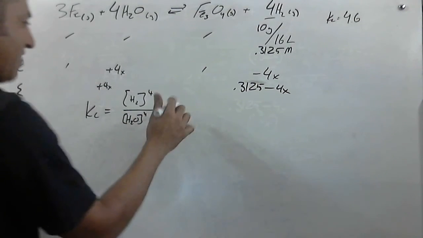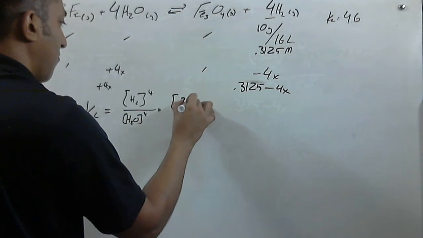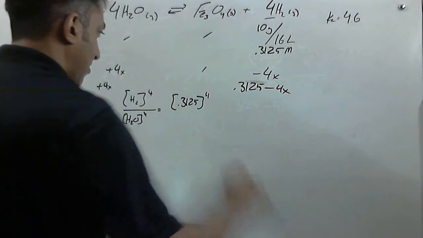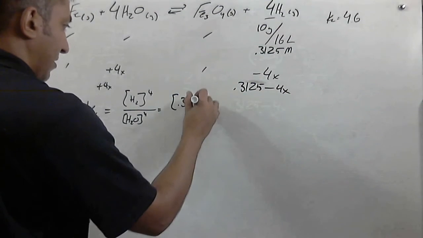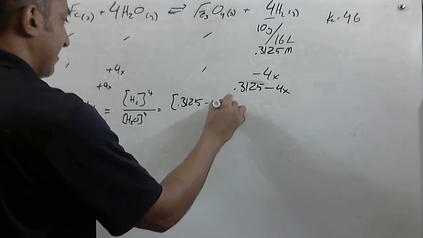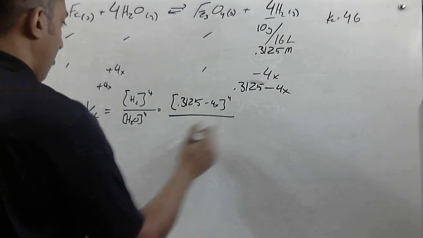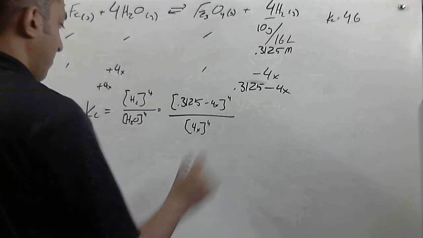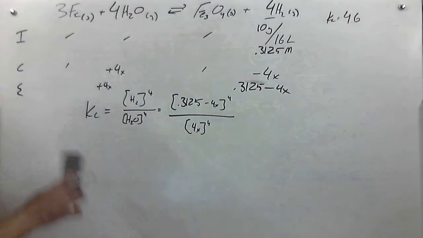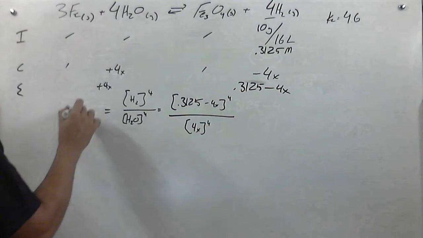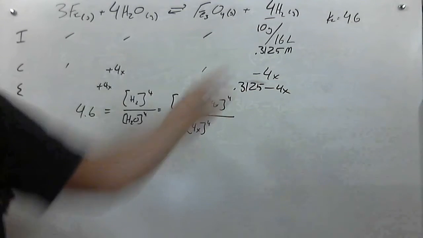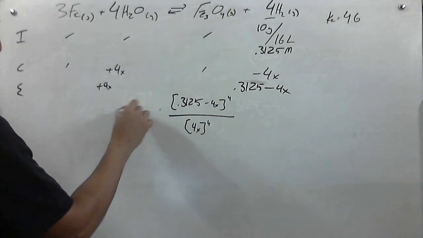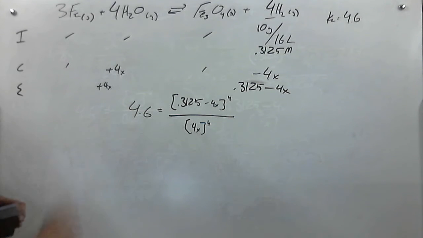So let's go ahead and plug these values in. We're going to have 0.3125 minus 4x to the 4th power over 4x to the 4th power. Then we know our Kc is going to be 4.6 because they gave that to us. So we're going to go ahead and set our equation equal to 4.6 equals this.